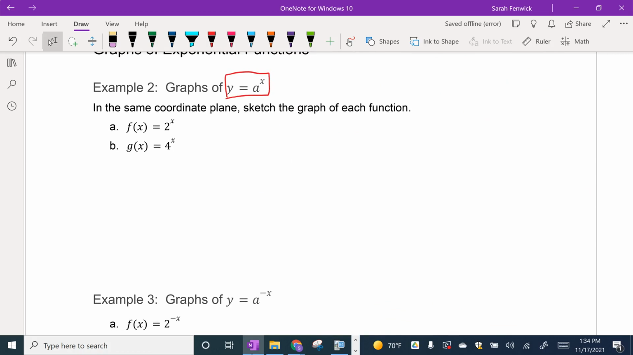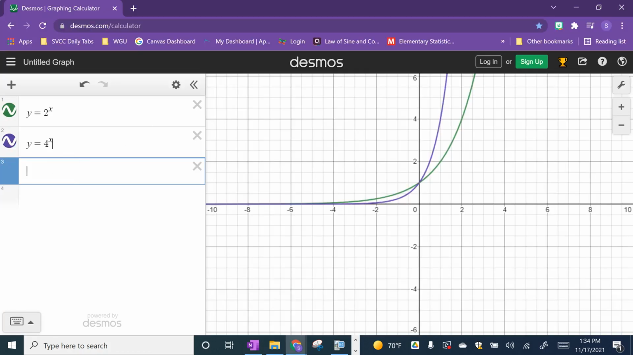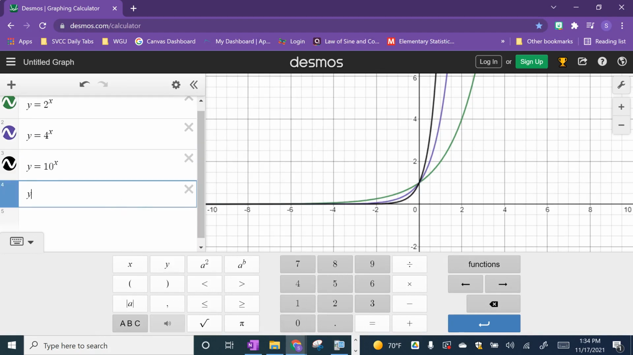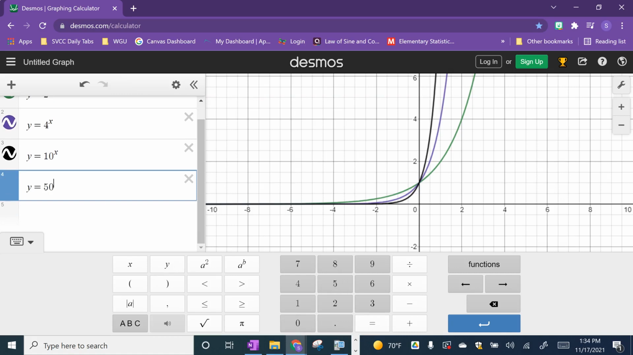So if you did what I asked and graphed several different things, let's look at a few of them. Y equals, let's do 10 to the x. How about y equals 50 to the x? It just keeps getting steeper and steeper. You can go far enough that it looks almost like a right angle.